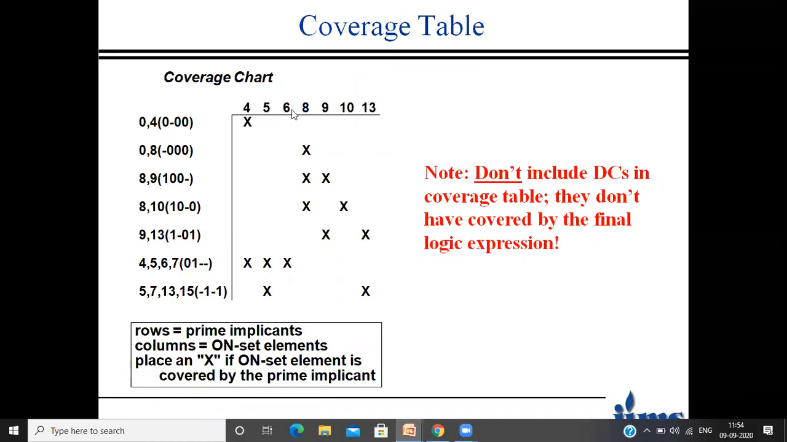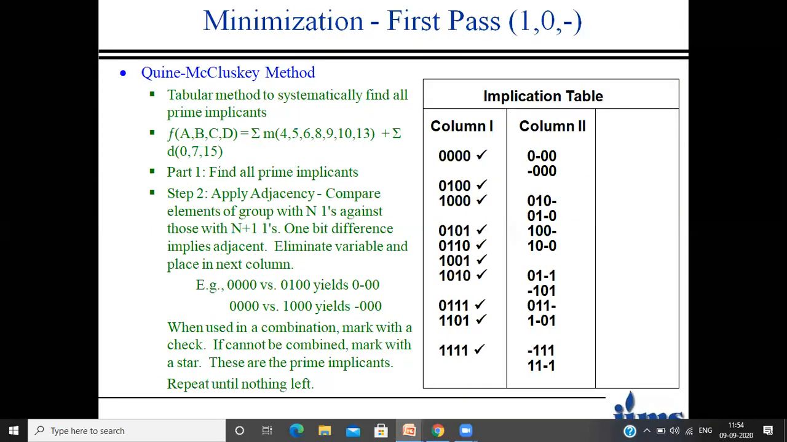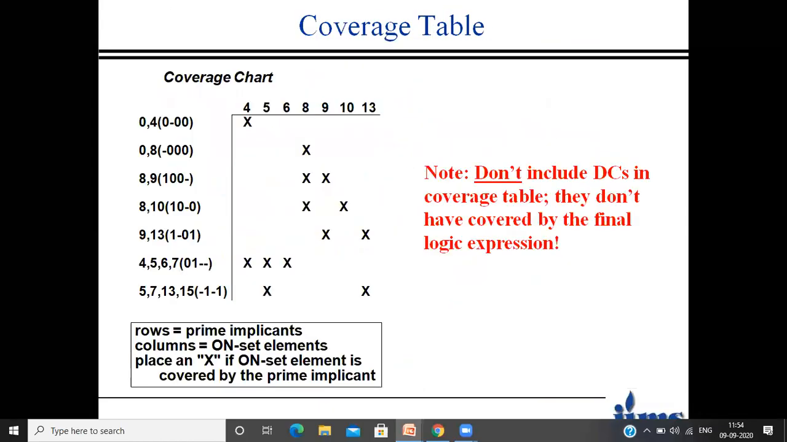So we have to look only for the input combinations, that is SOPs 4, 5, 6, 8, 9, 10, 13. We can look at the example: 4, 5, 6, 8, 9, 10, 13, and the rest of the don't care conditions 0, 7, 15 are not included in the coverage table. So write on the top of the table whichever combination is not yet compared or is unmatched.